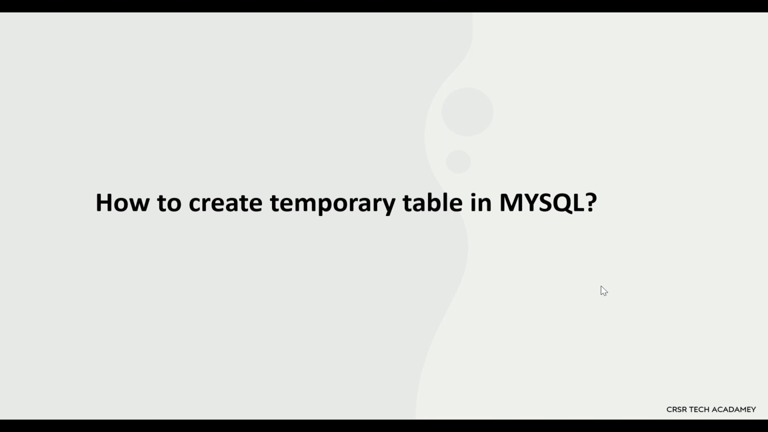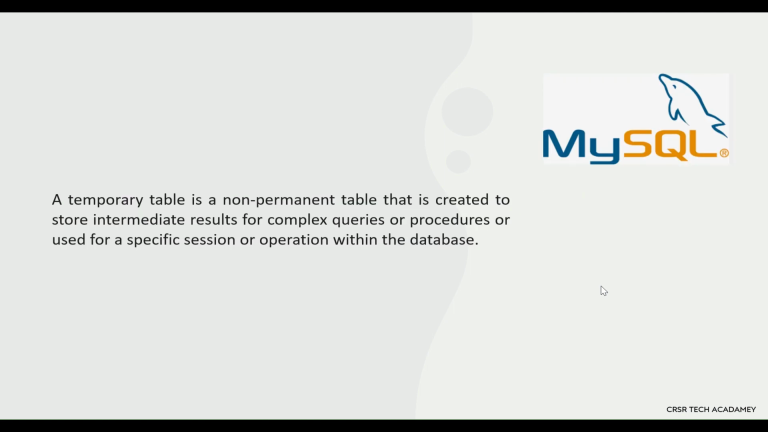Now let's deep dive into the temporary table concept in MySQL. Basically, a temporary table is a non-permanent table that is created to store intermediate results for complex queries or procedures, and is used for a specific session or operation within the database. I think you got the point, right? Basically, in MySQL or any database, a temporary table is a non-permanent table. Unlike the permanent table, we create it just for temporary storage purposes, like a staging purpose.